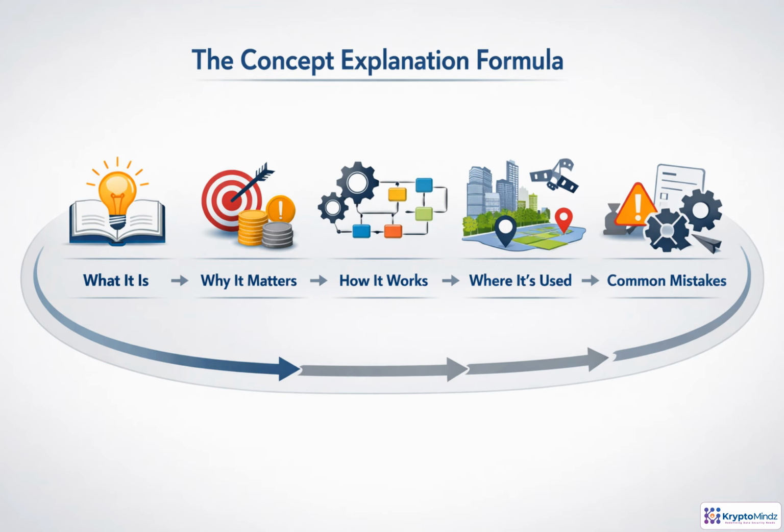A strong technical explanation does not begin with details. It begins with direction. First, define the idea in plain language. Then explain why it matters, the problem it solves, or the value it creates. Next, show how it works using the simplest mechanism you can. Finally, connect it to real use and point out common mistakes. This sequence keeps explanations clear, practical, and easy to follow.